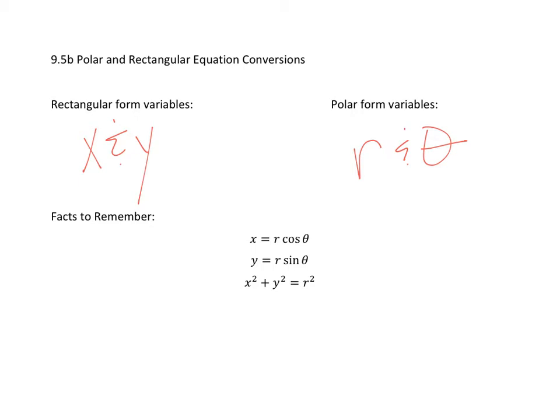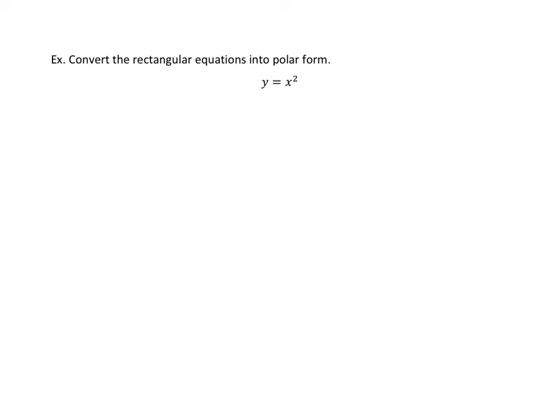Facts to remember, you've always got to remember x equals r cosine theta, y is r sine theta, x squared plus y squared equals r squared. Okay, convert the rectangular equations into polar form. Polar form, I'm actually looking for an equation that says r equals or r squared equals. Most of our cases we're looking for an r equals.